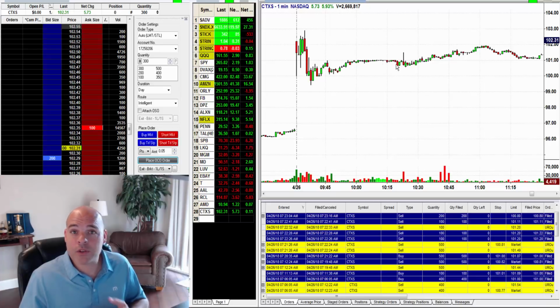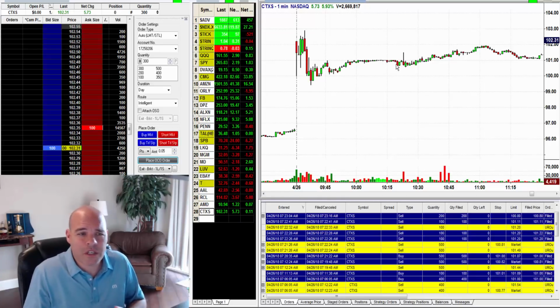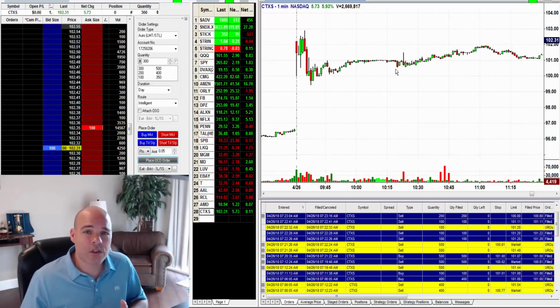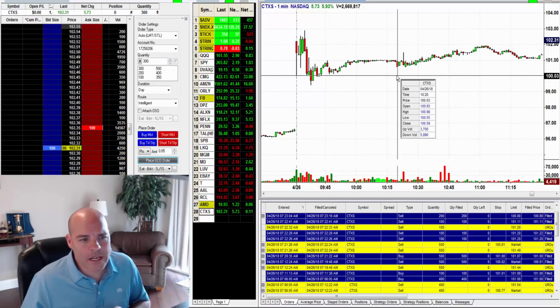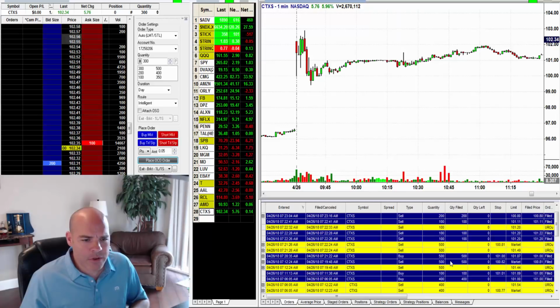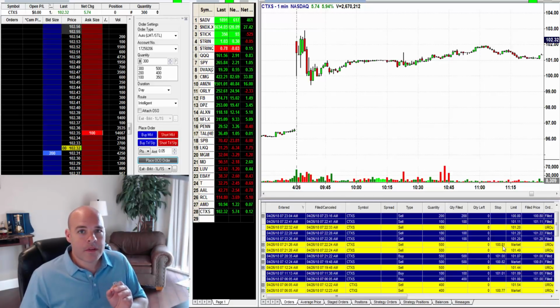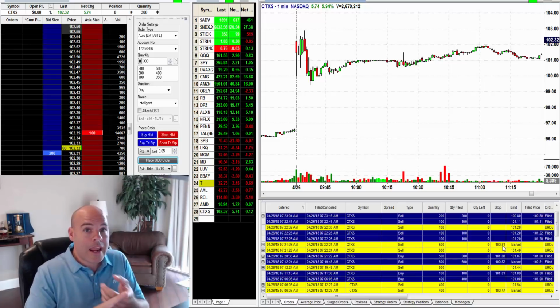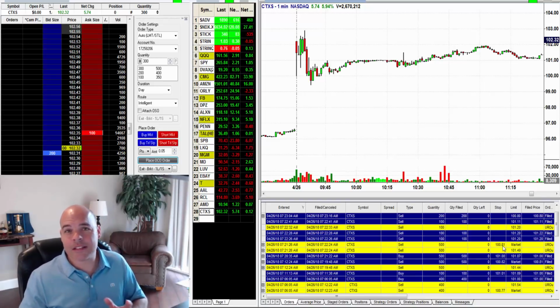It popped up by a penny or two. It filled me for most, not all of my shares. I was trying to get about 1,300 shares of this just because of the slippage, right? And it came back against me. Notice it went down to 100.55. Look at that box, look where it says low, 100.55. Notice my fill, okay? My fill on this was 100.81.